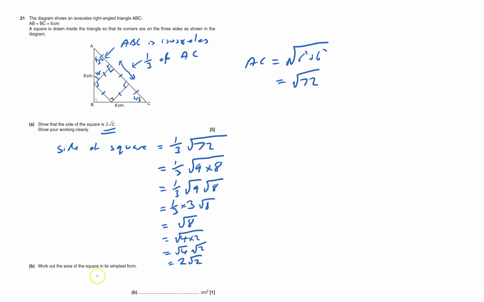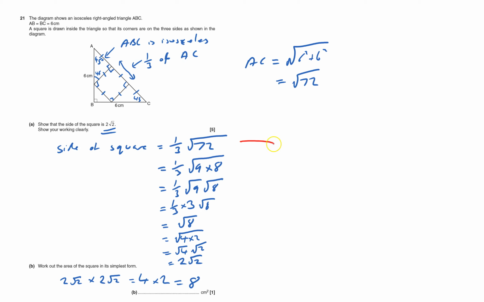Work out the area of the square. Well, even if you couldn't get this first bit, it tells you it's 2 root 2. So the area of the square will be 2 root 2 times by 2 root 2. It doesn't matter which order I do them in, I'm going to do 2 times 2, which is 4, and then root 2 times root 2 is 2. Square root of 2 times square root of 2 is 2. It's the definition, really. 4 times 2 is 8. I said I'd do it simpler.